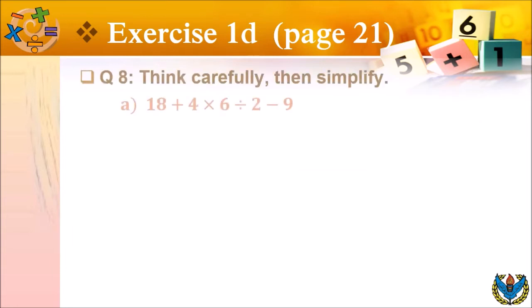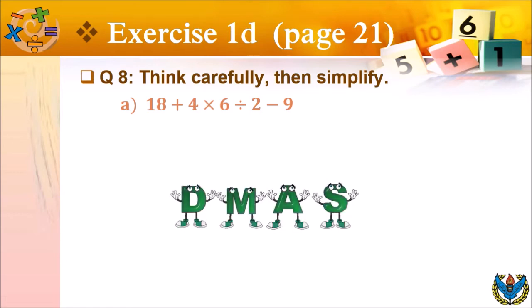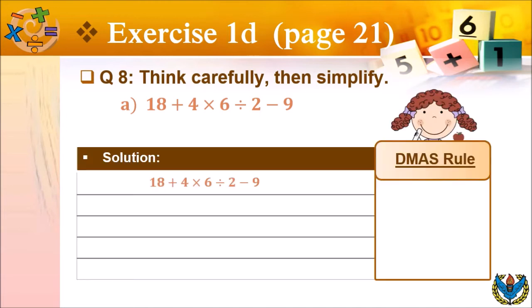Now we will do question 8 part A. Think carefully then simplify. Here we have 4 operations in a sum. It means we will use Demas or simplification rule to simplify our question. Write your statement first and think where should we start. Yes, we have to start from division.